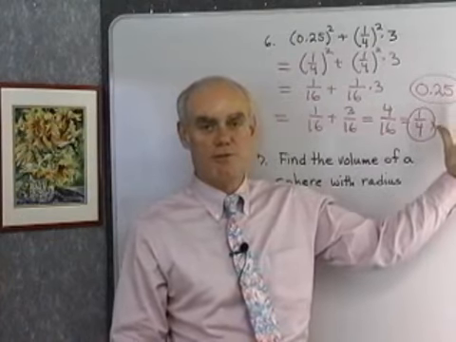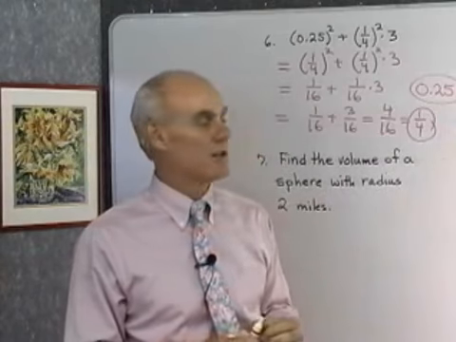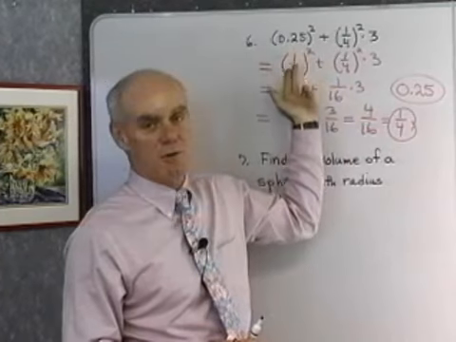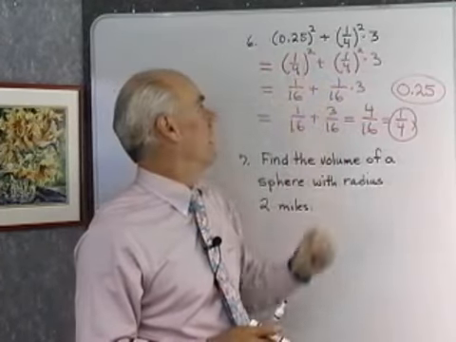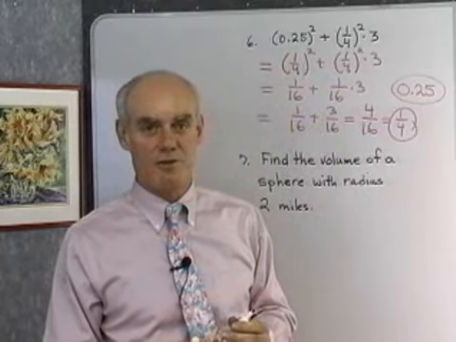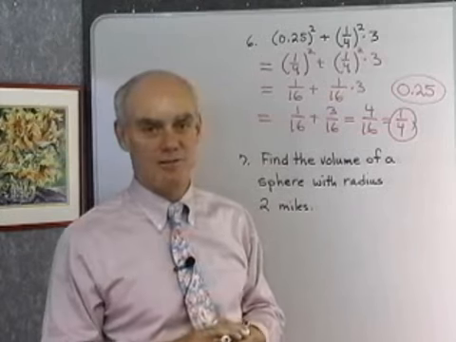1/4 and 0.25 is one of those fraction decimal combinations that you need to have memorized. So in this problem right here, it seemed to work out very simply if I took this decimal and converted it to a fraction. Sometimes it works out to go in that direction, sometimes it works out better to go in the other direction. Let's look now at finding the volume of a sphere.